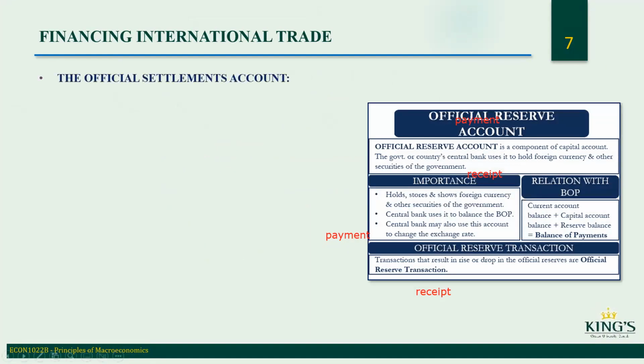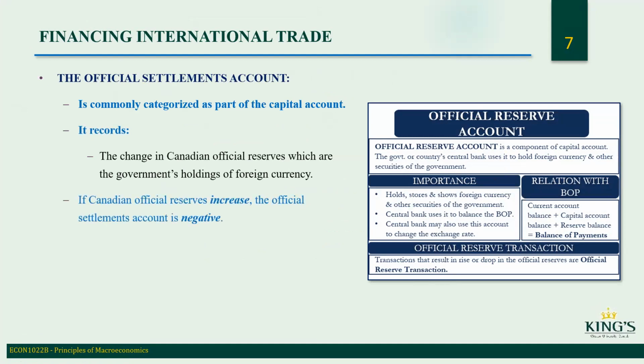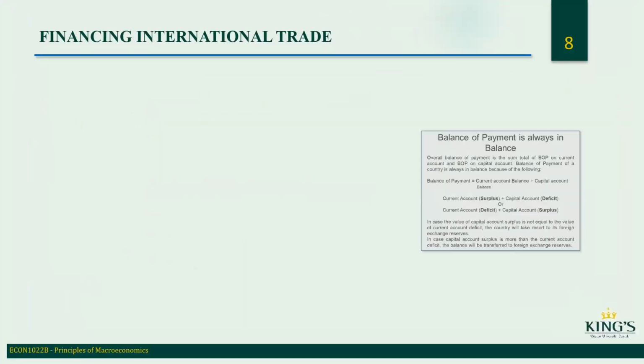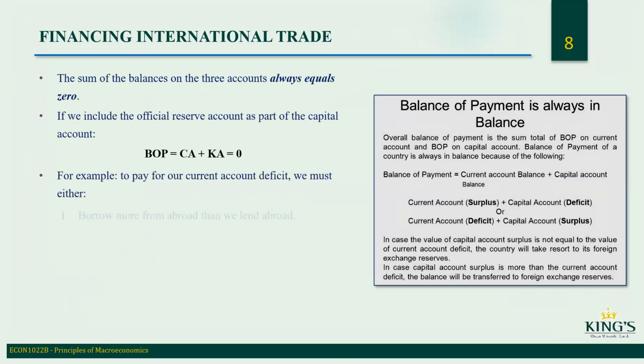The official settlements account is part of the capital account and records the change in Canadian official reserves, which are the government holdings of foreign currency. If Canadian official reserves increase, the official settlements account is negative. Why? Holding foreign money is like investing abroad, and Canadian investment abroad is a minus item in the capital account. So the sum of the balances on the 3 accounts equals 0. If you add them all up, it equals 0.